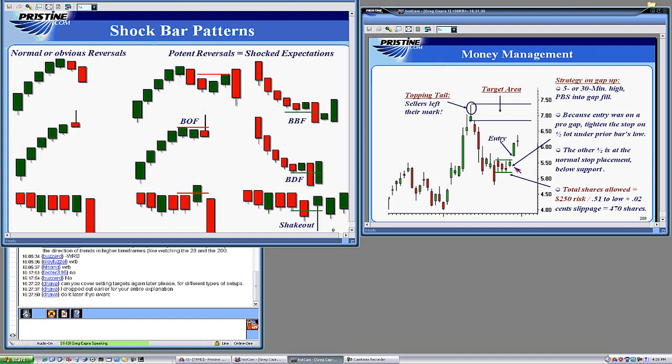So it was a pro gap up. So I want to put my stop. This is put your stop under that bar for at least half of the lot. Once it moves up from here, it shouldn't go back down under there. Now, obviously, if it takes out this area, you're just out.